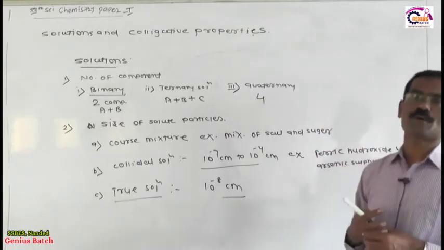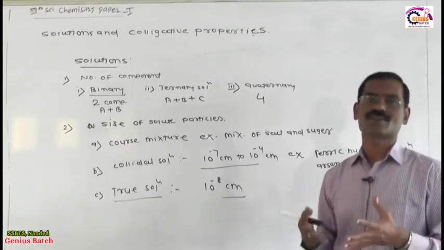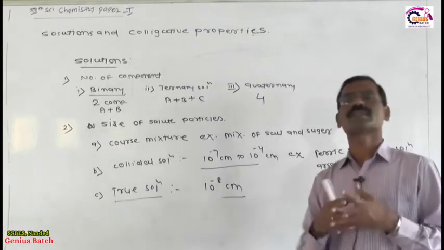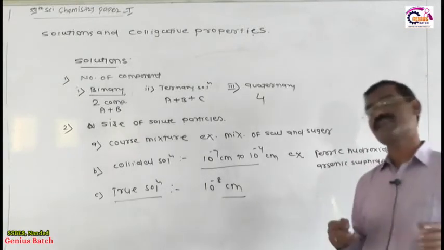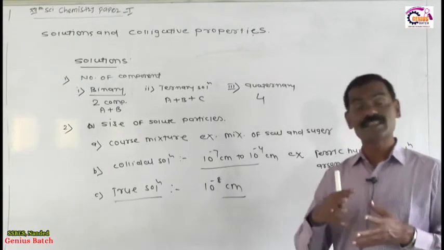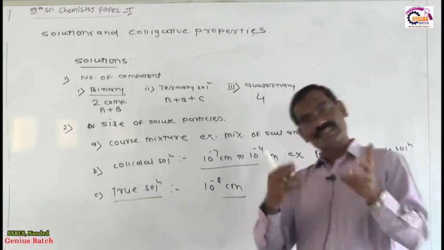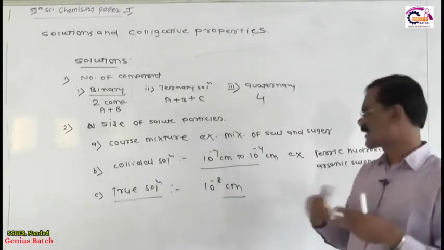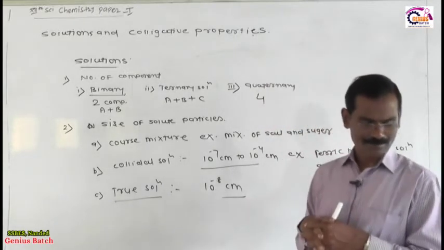A true solution is formed when a soluble substance is dissolved in the solvent. Obviously a soluble substance, because salts are soluble in water. The size of the dissolved particle is very small, in the order of less than 10 raised to minus 8 centimeter. The size of the solute particle present in the true solution is less than 10 raised to minus 8 centimeter.